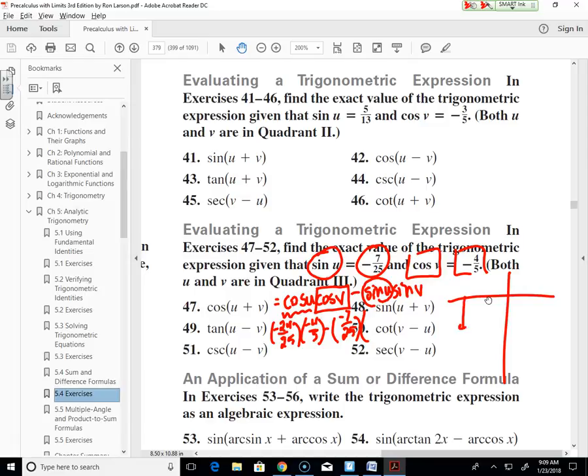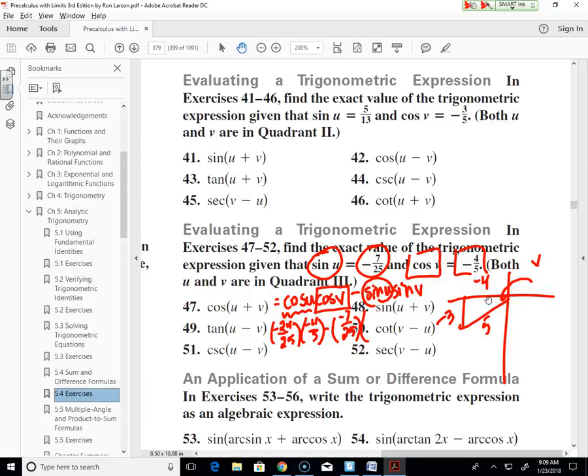Negative 4 over 5. What am I going to label? 3, 4, 5, and then 4 goes on what side? Adjacent, good. So I'm going to have my negative 4, I'm going to have my 5, and it's going to be 3, right? Negative 3. Nice. Good job.